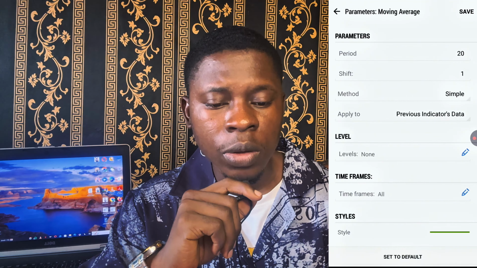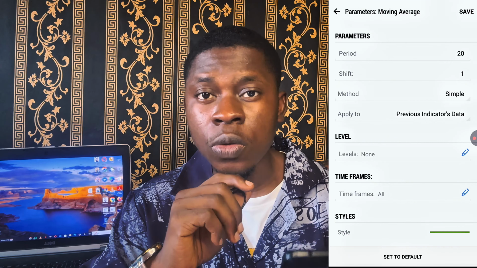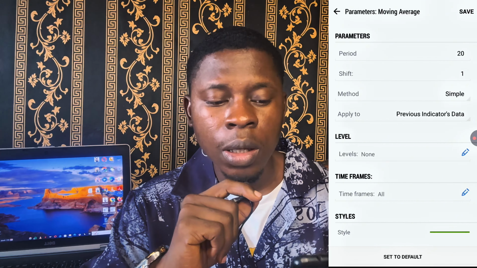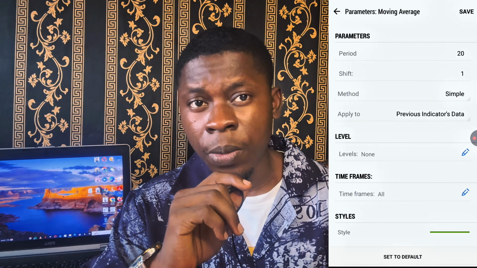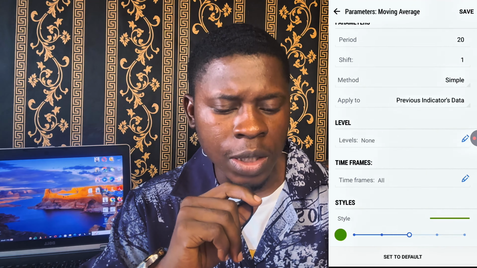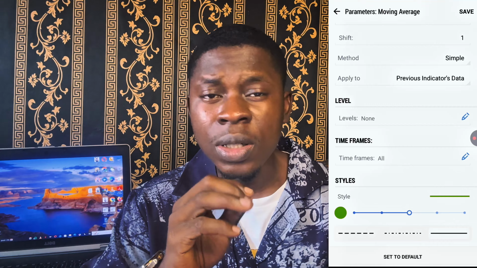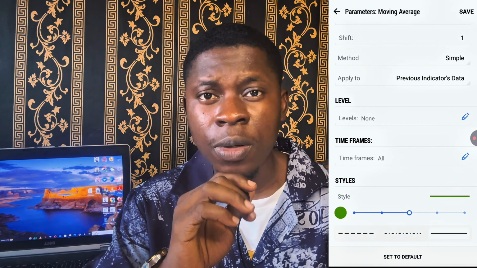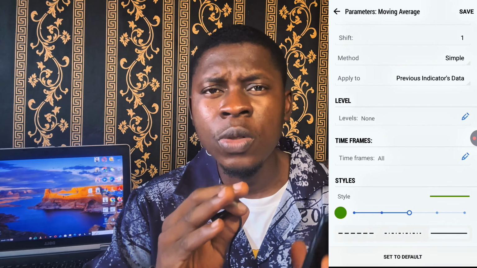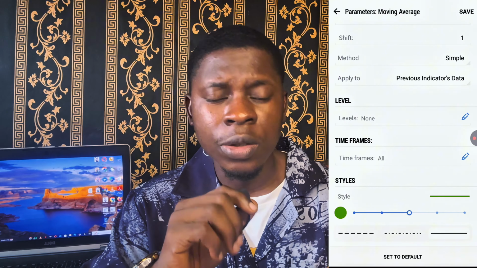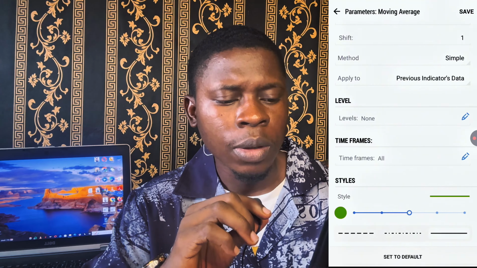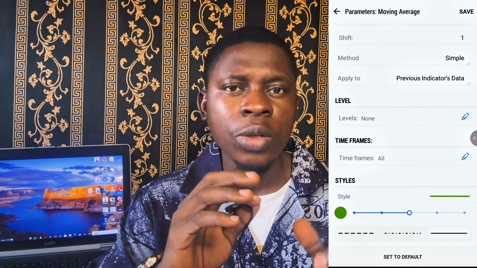The second moving average, you put the period to 20, then you put a shift to 1, then the method is going to be simple. Then you apply to previous indicator data. You don't add any levels, you just leave the time frame as it is. So basically we're going to be doing this on the 1 minute time frame. Then for the style, you should put that to 3 pixel with color green, but you can use any color of your choice.